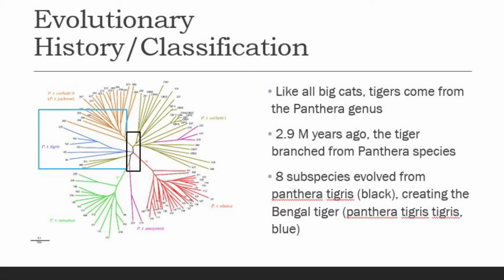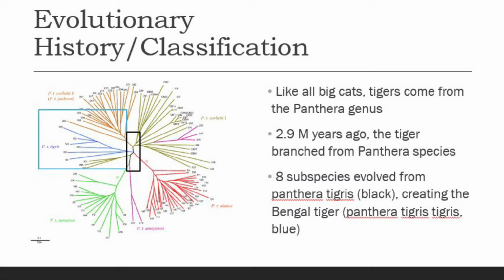Its kingdom is Animalia. Its phylum is Chordata, which basically means it has a tail. It is from the Mammalia class, the Carnivoria order, which means it eats meat, the Felidae family, which means it's a cat, the Pantherae subfamily, which basically means it's a big cat, the Panthera genus, and the Panthera tigris species.